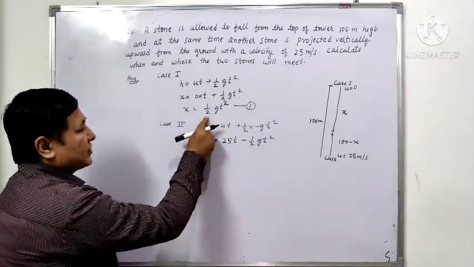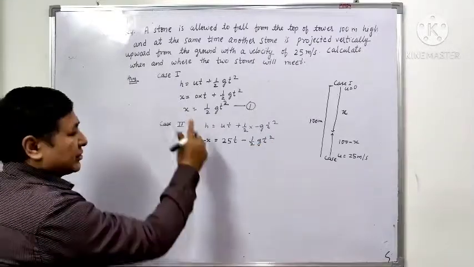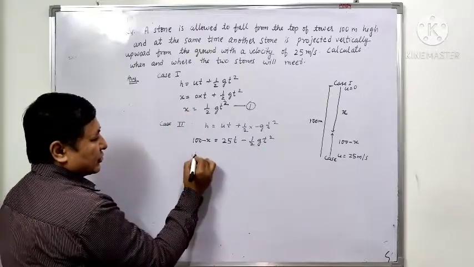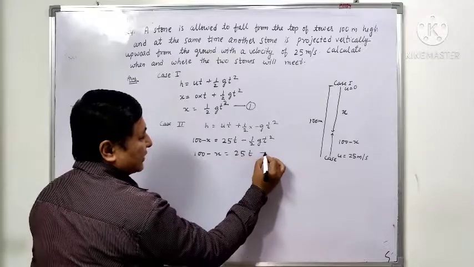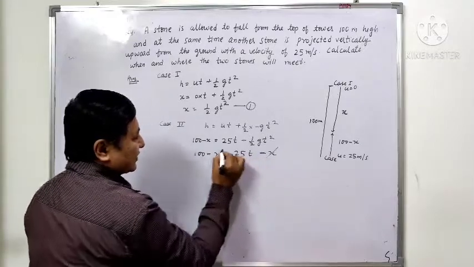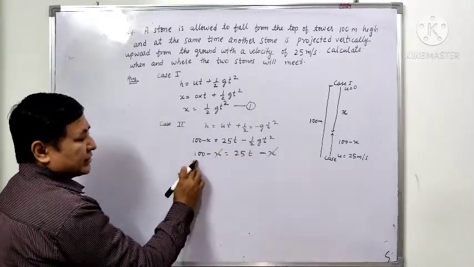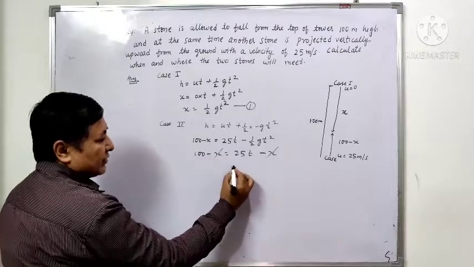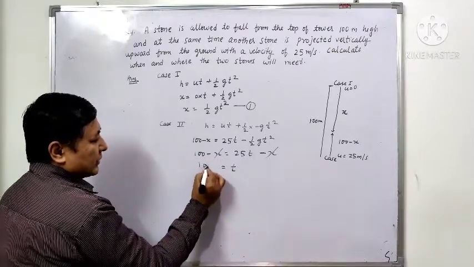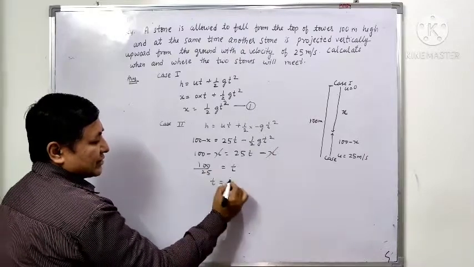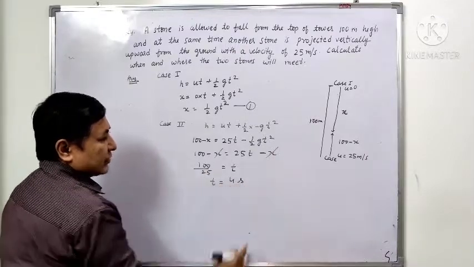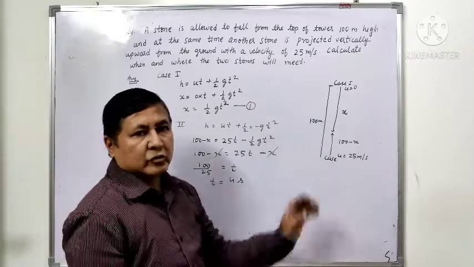Now the value of half gt square is how much? x. So we will replace this by x. So 100 minus x equals 25t minus x. This will cancel from both sides. So 100 equals 25t. So t equals 100 upon 25, which becomes 4 seconds. That means they will meet after 4 seconds.